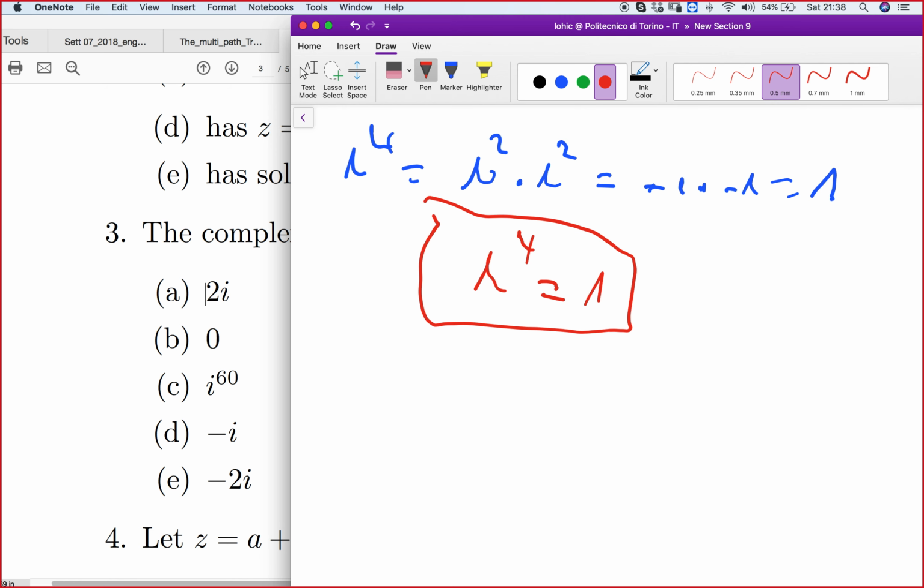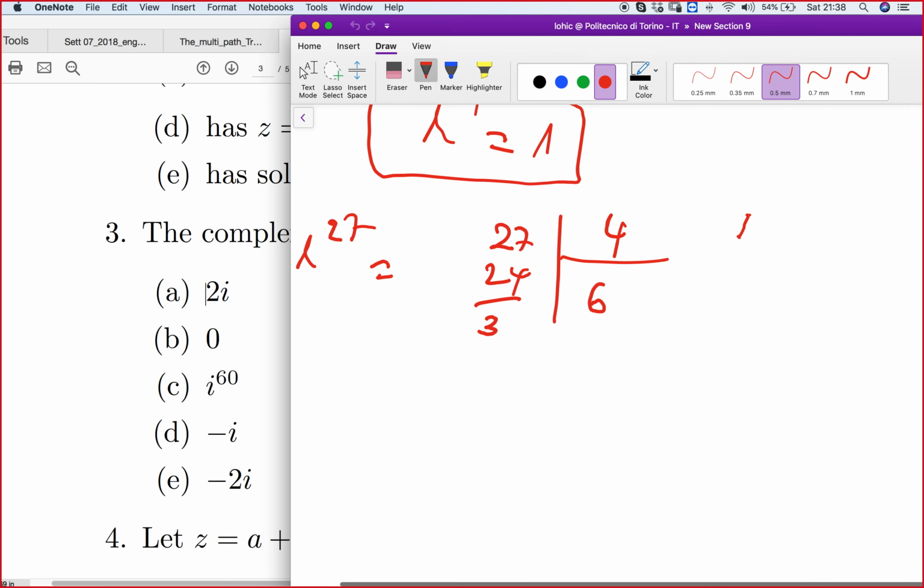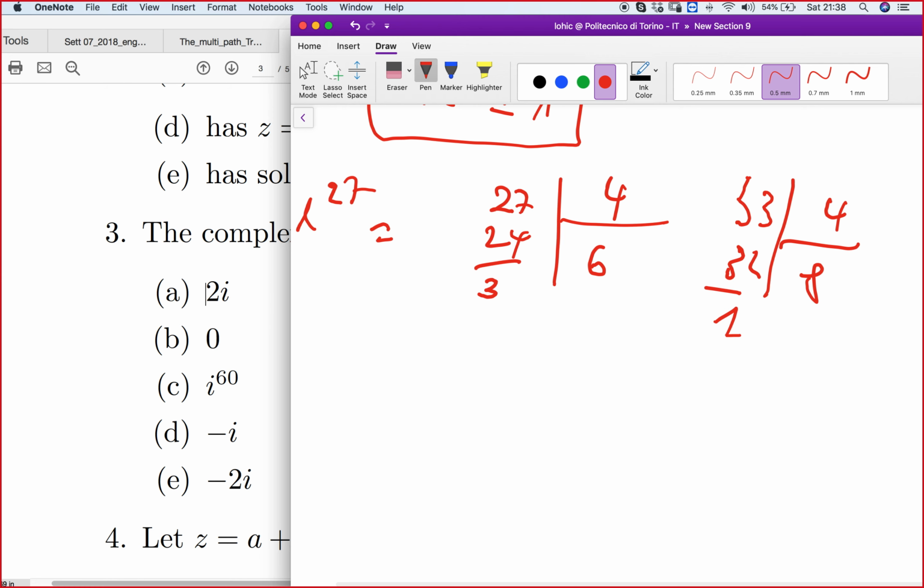Why is it important? Because for i to the power 27, when I do 27 divided by 4, I get 6 times, right? 6 times 4 is 24, and the remainder is 3. Is that clear? When I do 33 divided by 4, I get 8 times, 8 times 4 is 32, and the remainder is 1.